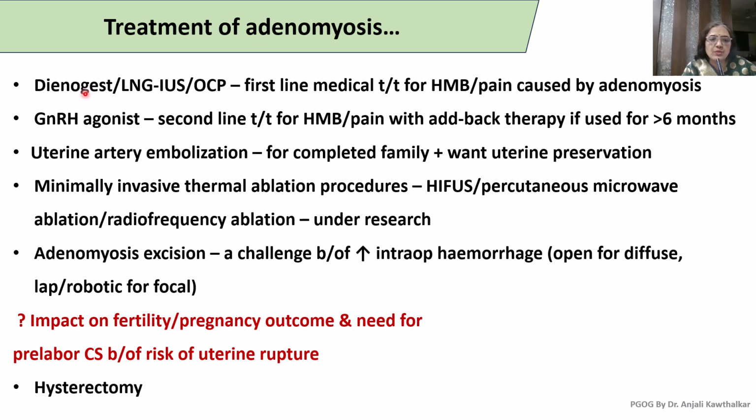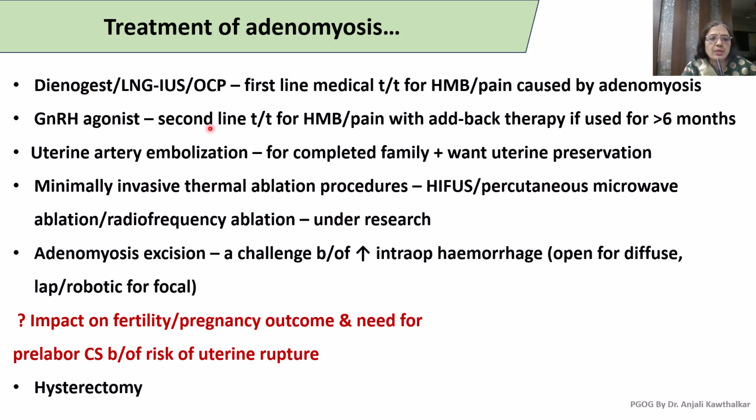Dienogest is a progestogen which has been found to be very effective in endometriosis. Similarly, it has been found to be very effective in women with adenomyosis. So Dienogest, LNG IUS and OC pills form the first line medical treatment for heavy menstrual bleeding or pain caused by adenomyosis. So first line treatment can be OC pills, or use of LNG IUS, or Dienogest.